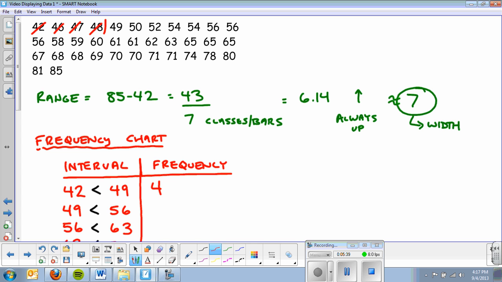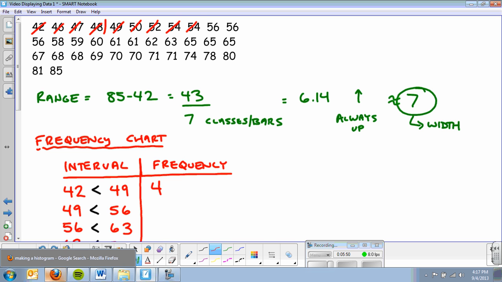49 goes into the second category here, second interval. So we start at 49 and we go all the way up to 56, but we don't count 56. 1, 2, 3, 4, 5. Okay, that's my next one.